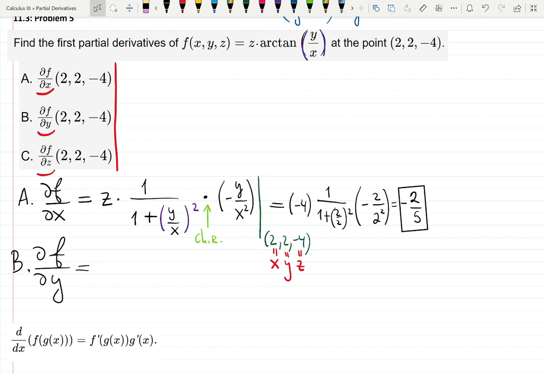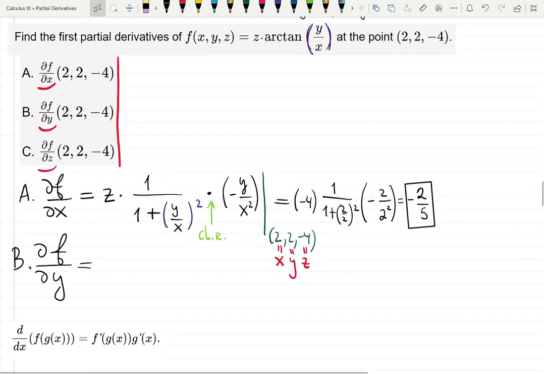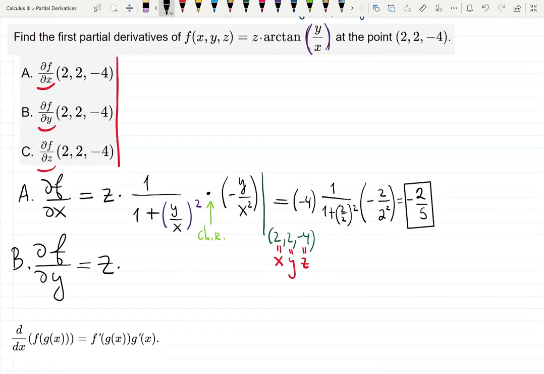So it's still not a product rule. Z is still a constant. Arctangent still gives you 1 over 1 plus input squared, and your input should be copied. Remember chain rule, times the derivative of y over x, where y is the variable. So what is the derivative of that? 1 over x. 1 over x. Agree, disagree?